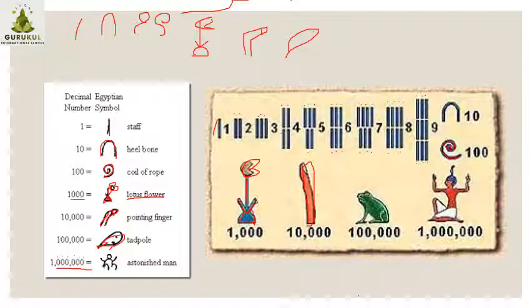So you can draw the eye and here the fin. So this becomes 1 lakh. And then the astonished man: you can draw the head, then one semicircle, then 2 more semicircles and the hand raised towards the sky. So this will indicate the number 10,000.